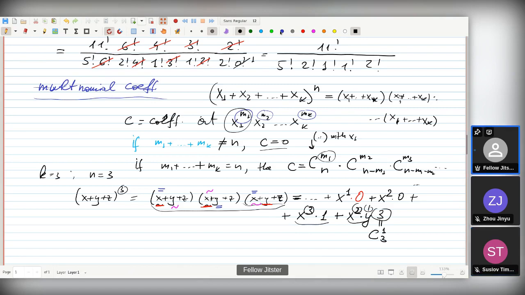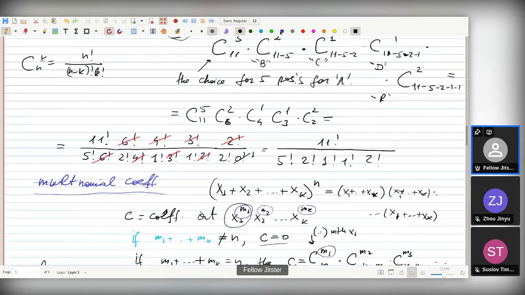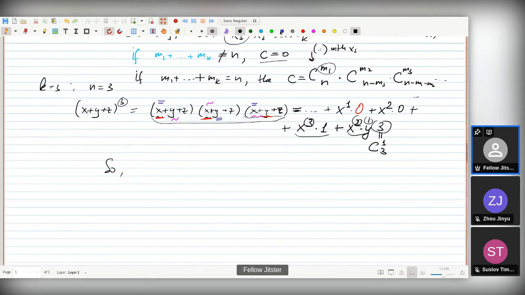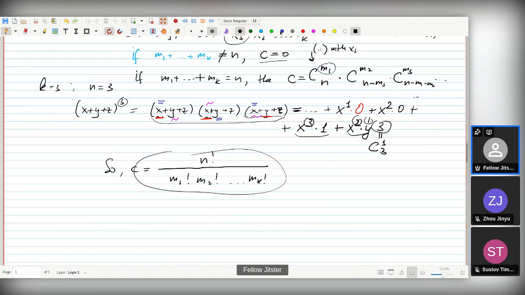And so on. So we will obtain exactly such a number. Is it clear? Yeah. As a result, it will be n factorial over m1 factorial, m2 factorial, and so on up to mk factorial, when the sum of these degrees indeed equals n. Is it clear?